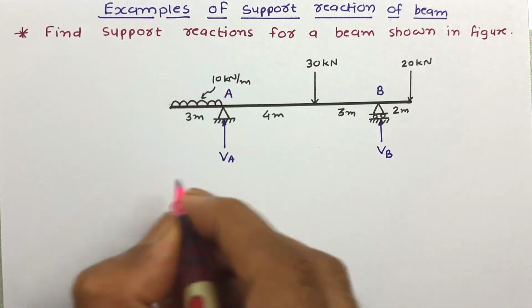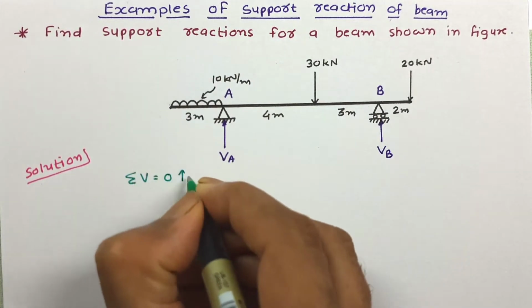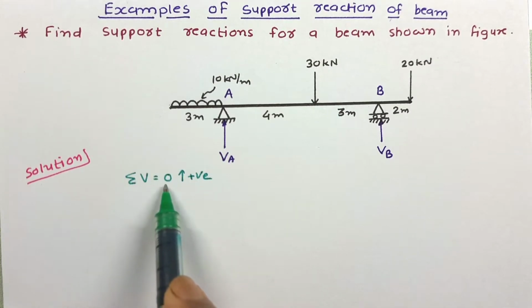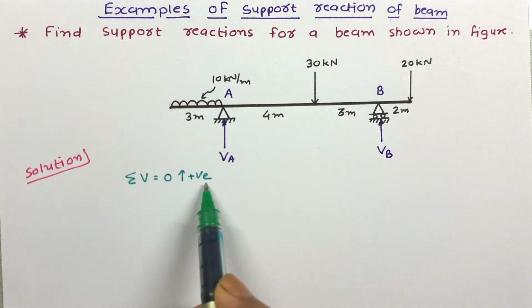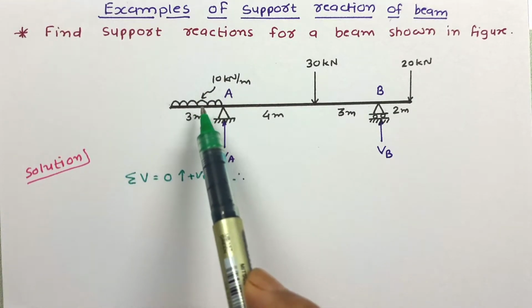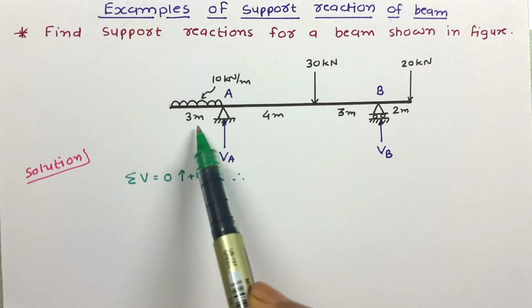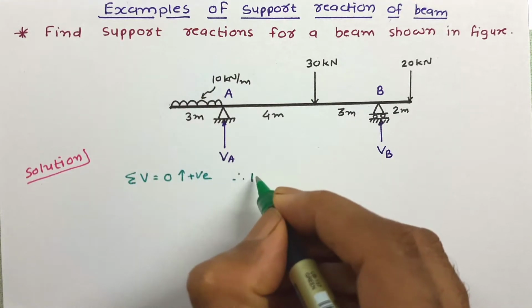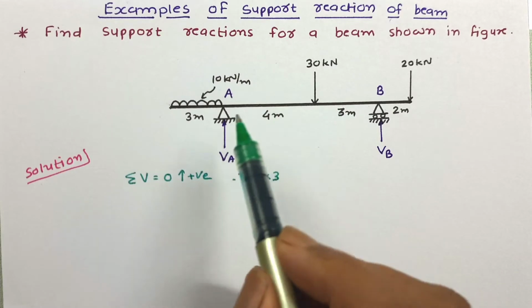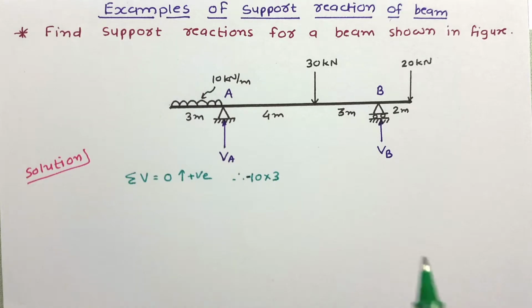So let us try to solve the problem. To find the solution, first of all we apply the condition of equilibrium. Summation of all vertical force is 0 and the sign convention is upward positive. So let us start. The UDL of 10 kilonewton per meter for 3 meter distance, so it will be 10 into 3. As it is acting in downward direction, its sign will be negative.